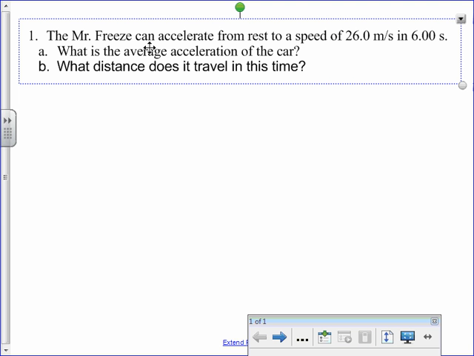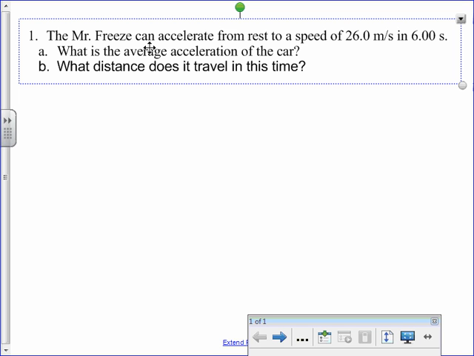Okay, so physics problem 1 is that Mr. Freeze can accelerate from rest to a speed of 26 meters per second in 6 seconds, and it asks you to find the average acceleration of the car. Remember, the first thing we've got to do is draw a diagram of the situation.